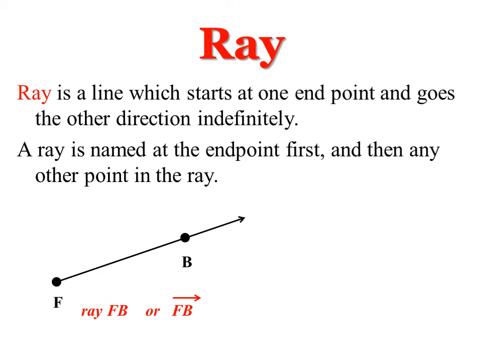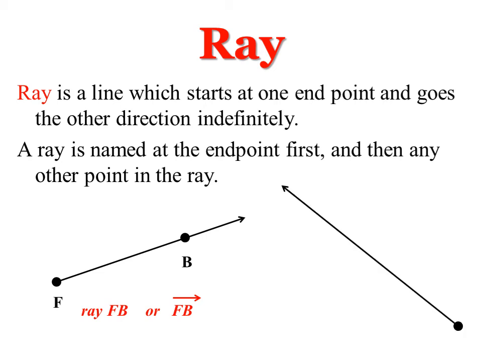In symbol, we have ray FB. The symbol above FB, class, is the symbol for a ray. Okay? Can we interchange the letters? Can we name it as BF? The answer is no, we cannot. Because the endpoint of the ray is point F. That is why you can only name it as FB. We cannot name it as ray BF, but instead we name it as ray FB.